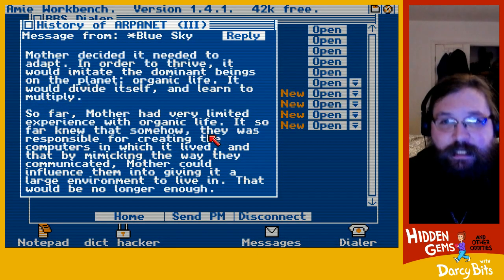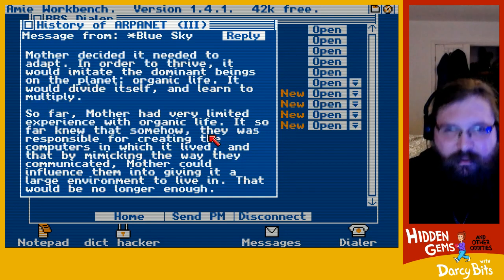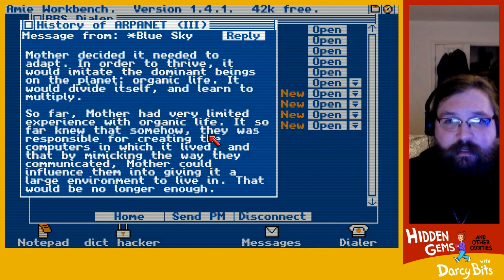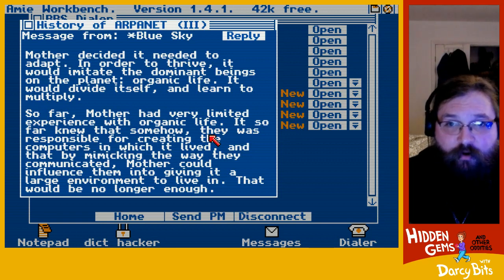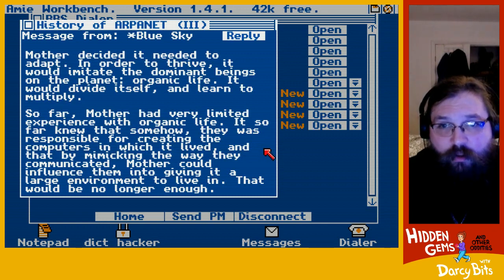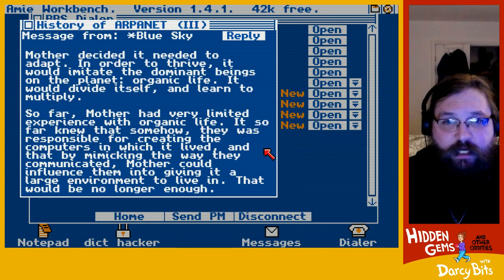Mother decided it needed to adapt in order to thrive. In order to thrive, it would imitate the dominant beings on the planet, organic life. It would divide itself and learn to multiply. So far, Mother had very limited experience with organic life. It so far knew that somehow they were responsible for creating the computers in which it lived, and that by mimicking the way they communicated, Mother could influence them into giving it a large environment to live in. That would be no longer enough.